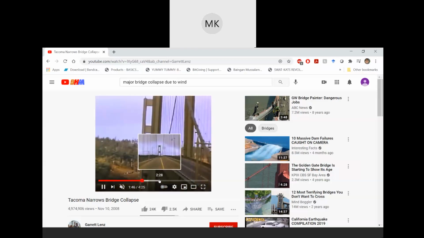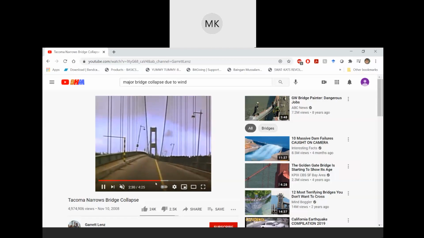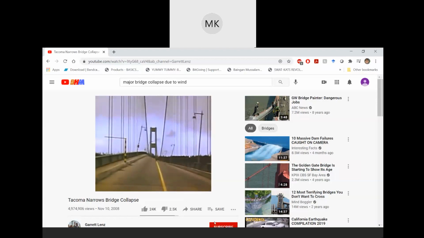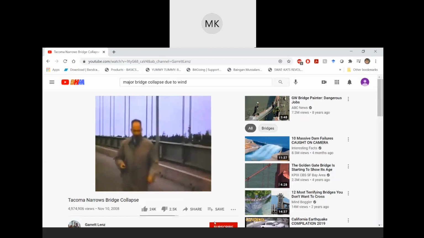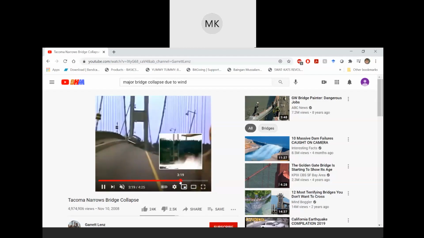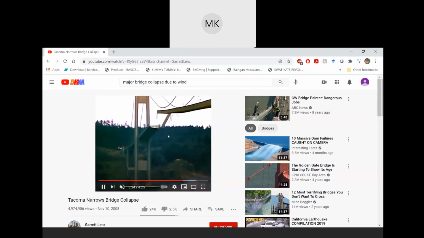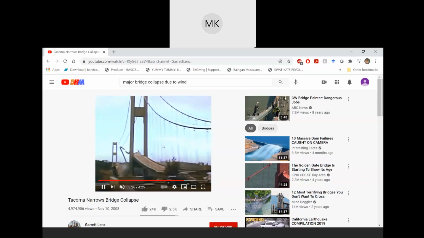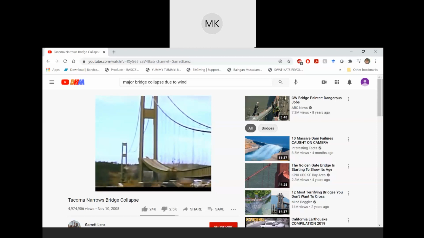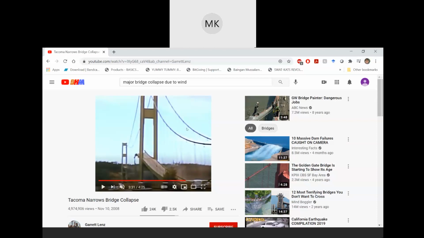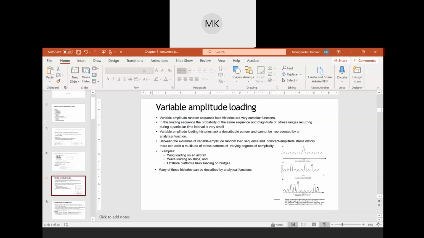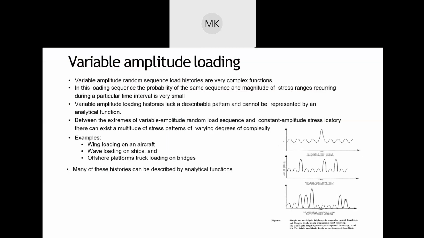Don't think the audio is needed because it's very clear how it fails. They set it up. It was like a few $1 million bridge, and you can see how badly it was swaying because of the wind, and it was a complete failure, and it broke and fell within a week of opening up of the bridge. And all this is because they were not taking into consideration the variable loading that can happen on a structure.